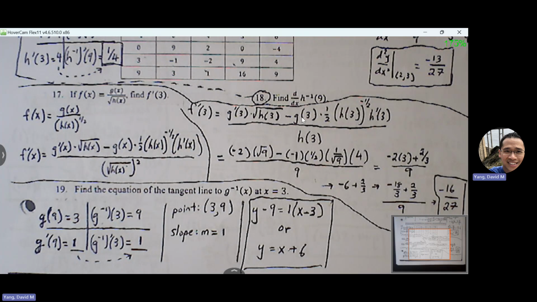Pay special attention to 17. Let me know if there's any parts that you're confused on in terms of building out the quotient rule and then the chain rule within that.